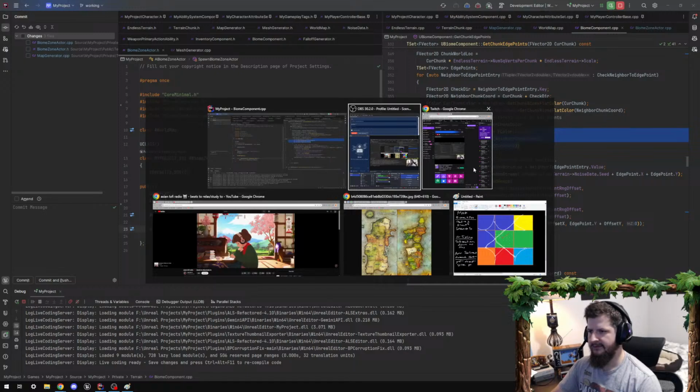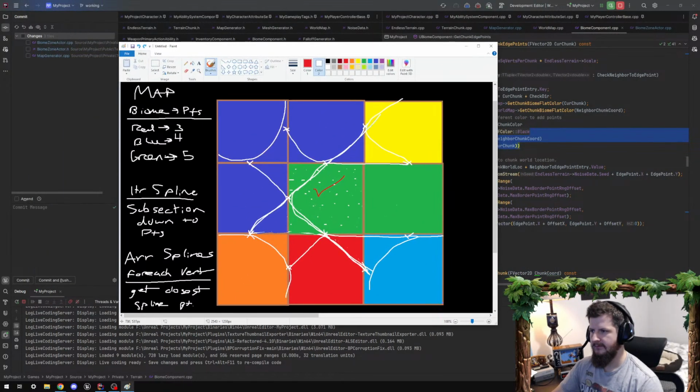I'm thinking about all the different scenarios. We can have two on opposite sides, we can have two on adjacent sides, we can have three, we can't have four, right? Impossible to have four. And then we can also just have one. So if it's one, that's easy, we just get rid of it. If there's three, I think I would want to get rid of that one, right?